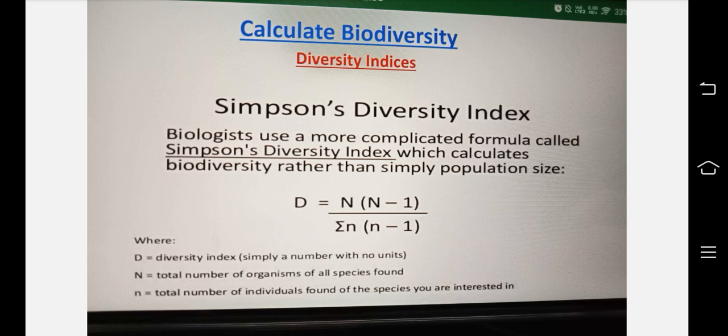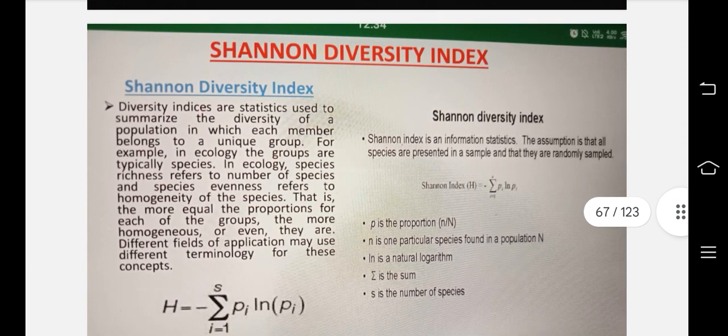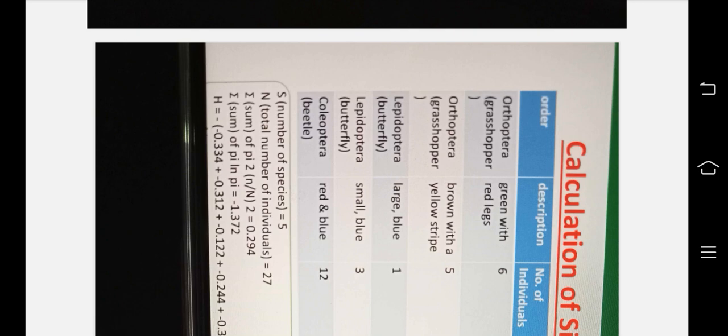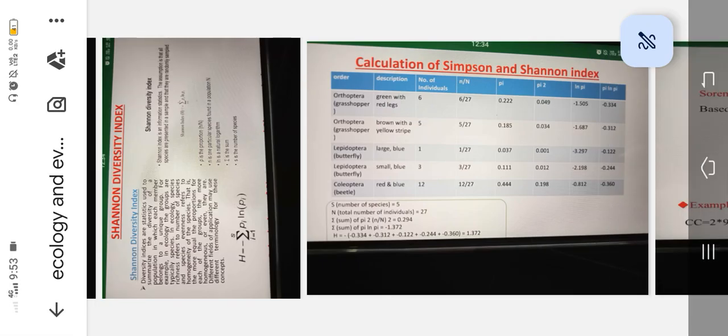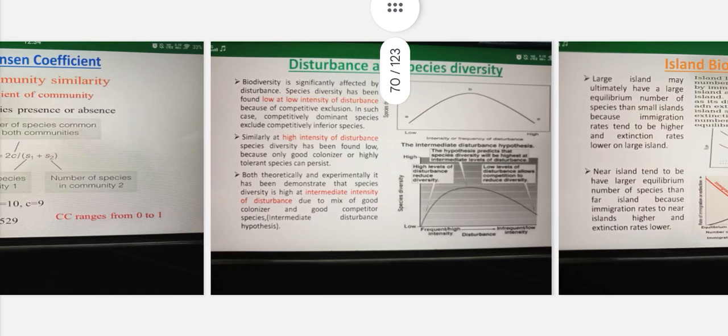Simpson's diversity index. Shannon's diversity index. Coefficient of similarity, distribution and species diversity. Biodiversity is significantly affected by disturbance: low intensity of disturbance, high intensity of disturbance. Species diversity is high at intermediate intensity of disturbance due to a mix of good colonizer and good competitor species.